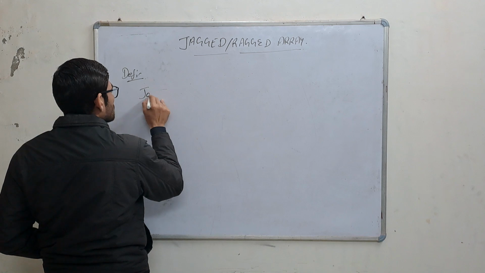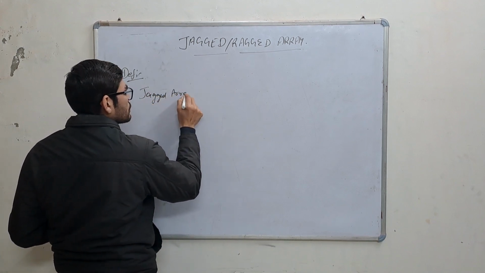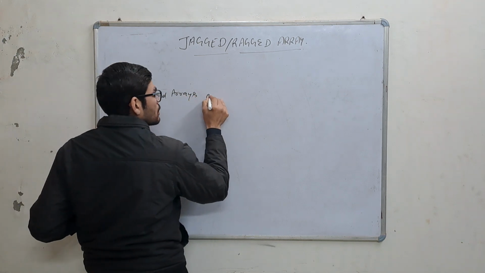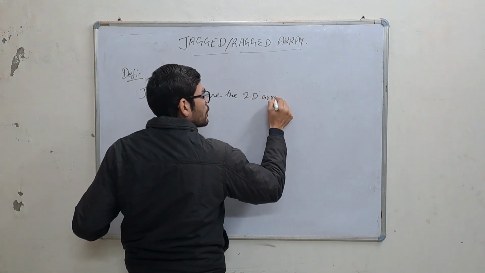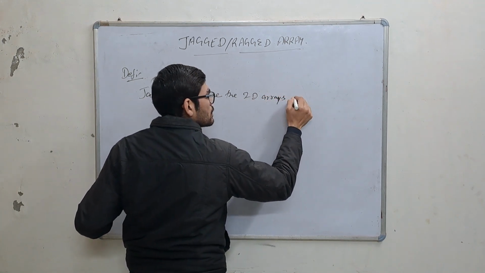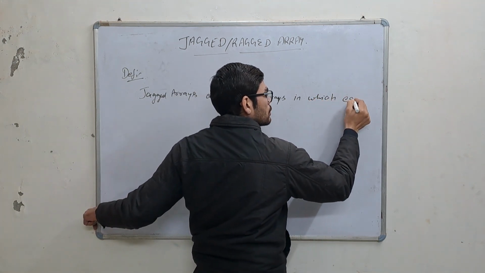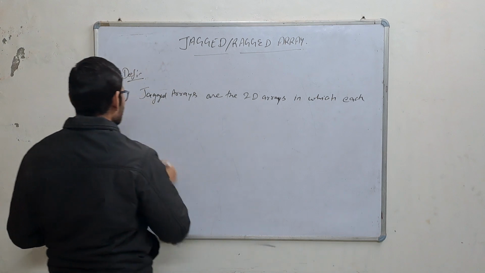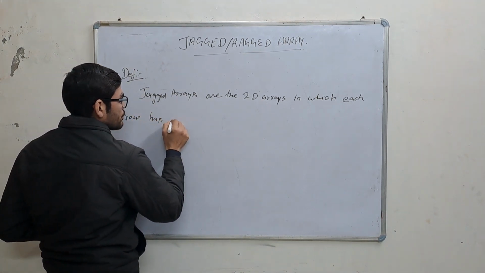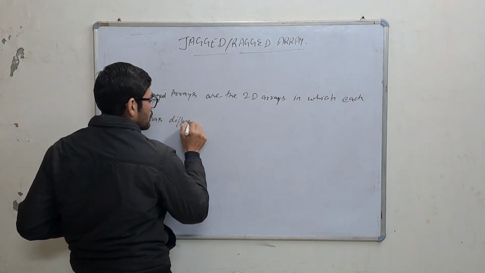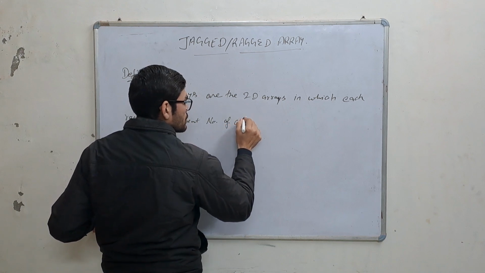So let's write it. Jagged arrays are the 2D arrays in which each row has a different number of columns.